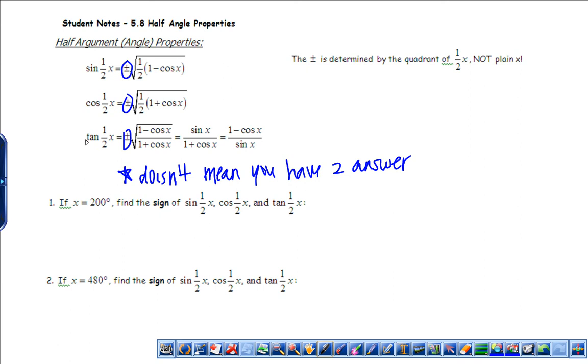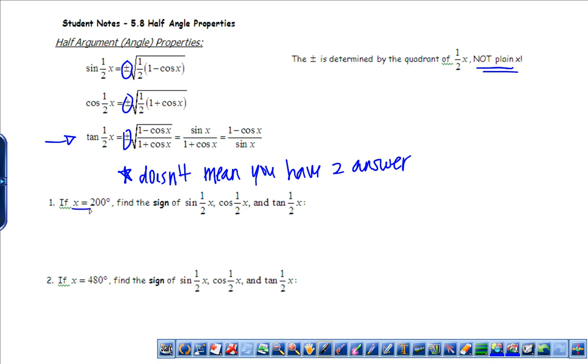Okay, one thing that you do have right here is that tangent has three different possibilities that you can use, and I will tell you most of the time I'm using either the sine over, or the 1 minus cosine over sine. Okay, now what this statement right here means is that you're using the half angle, or half x, not just plain x. And I'm going to show that right down here.